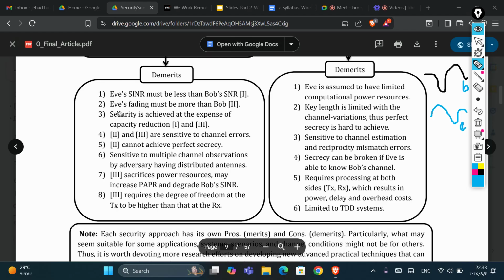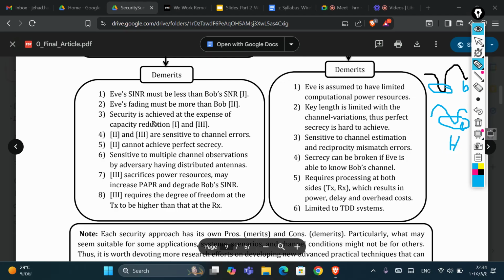It says here that fading at Eve must be more than Bob. Fading period is where we have deep degradation in the signal, which can be represented in this period. So here we have deep fading for Bob, but when we have deep fading for Bob, we try not to transmit our data. But when we have deep fading for Eve, we assume it to be an opportunity for us to send our data, because whatever we send here, Eve's channel is really bad, so there will be a suppression of the signal.